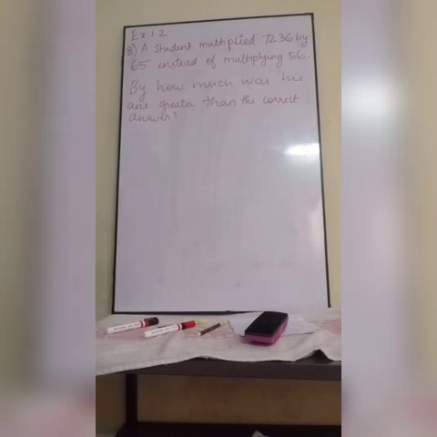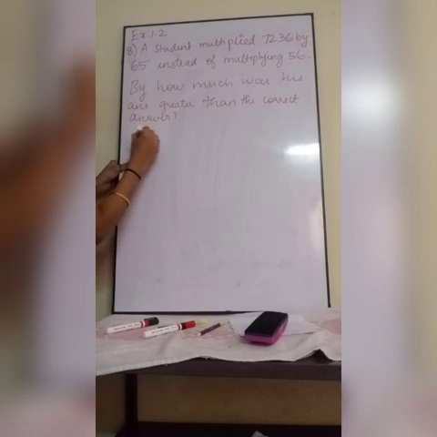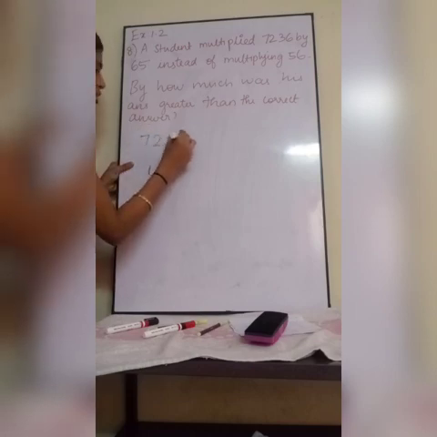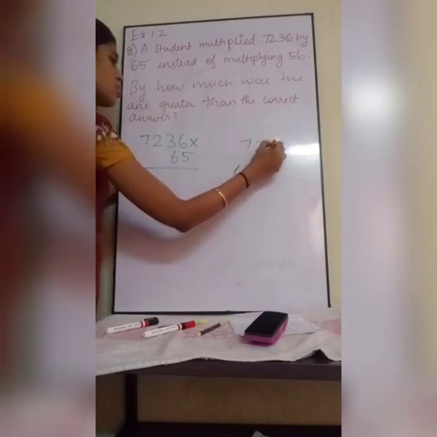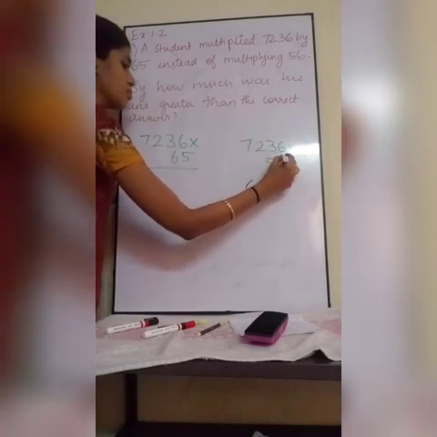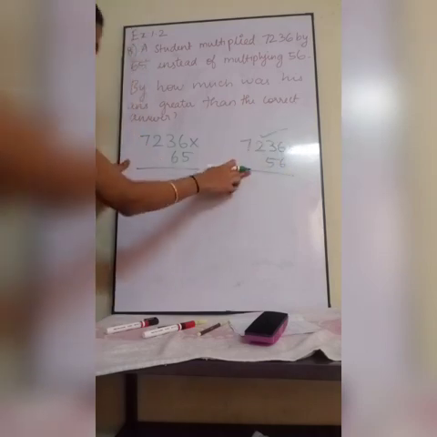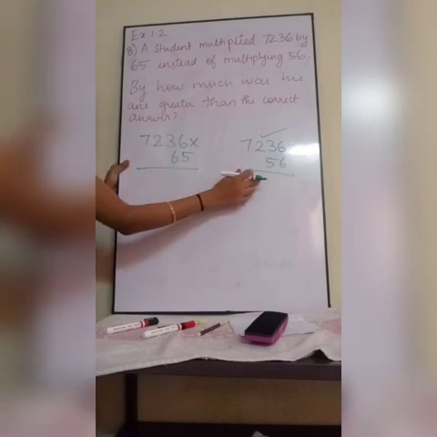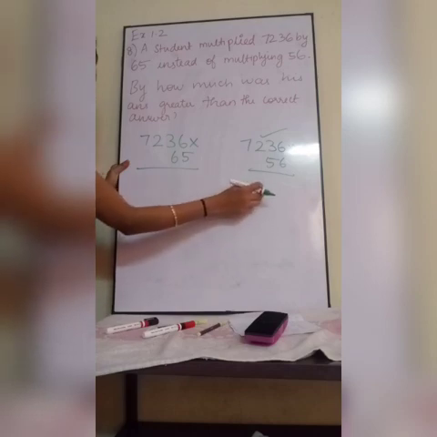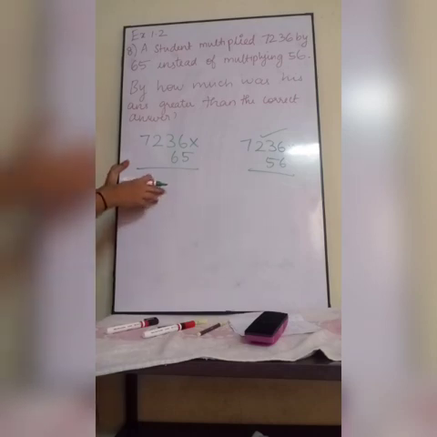Here the student is multiplying 7,236 by 65 instead of 7,265 into 56. Actually, she wants to do it like this, but she is doing it like this. So it will be wrong, obviously, because if she does it one way she will get one answer, and if she does it the other way she will get another answer. This is our correct answer and this is our wrong answer.